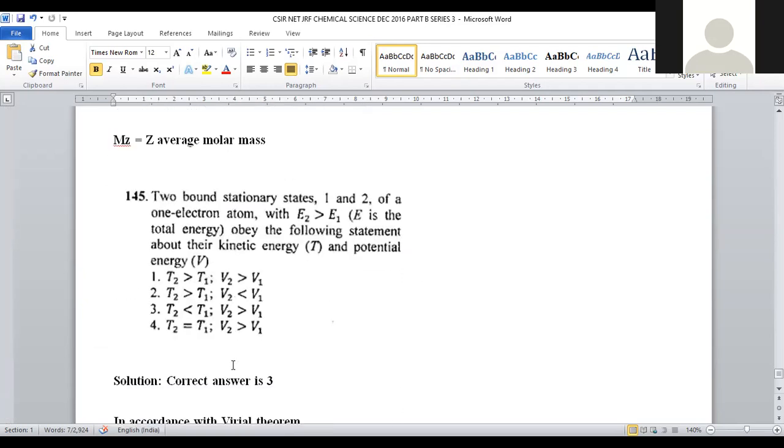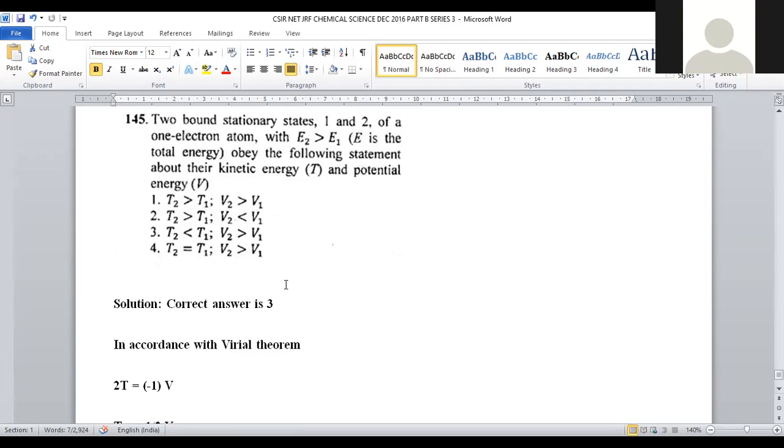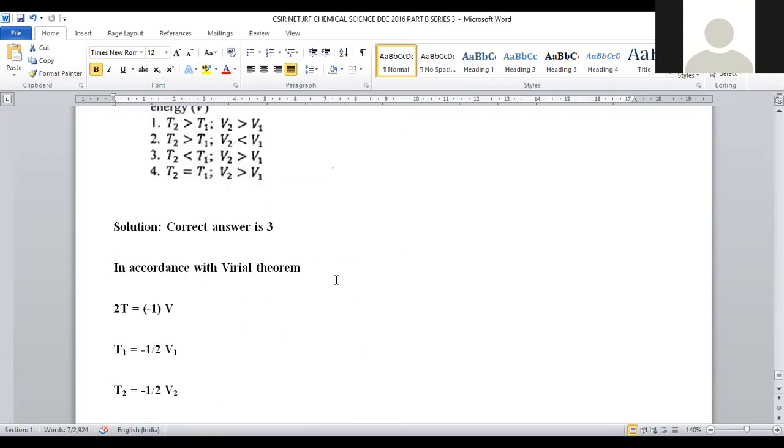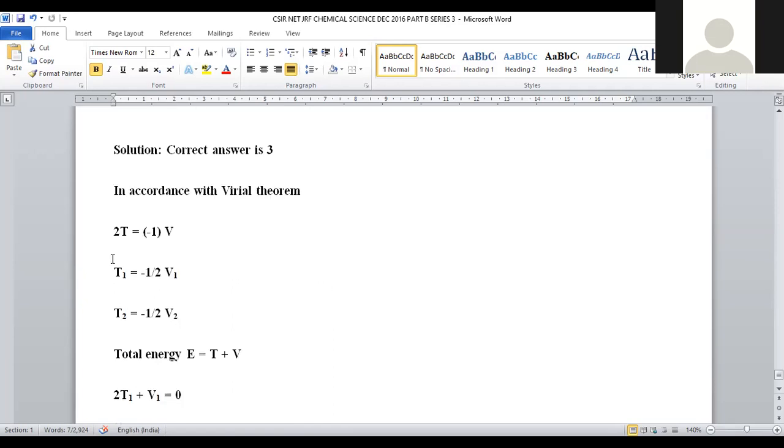Let us move on to question number 145, the last question of the series. Two bound stationary states, 1 and 2, of a one-electron atom, E2 is greater than E1, E is the total energy. They obey the following statements about kinetic energy and potential energy. T denotes kinetic, V denotes potential energy, right? So we have to predict the relation between T2 and T1, V2 and V1. For that purpose, the virial theorem can be applied. The virial theorem says 2T is equal to minus V.